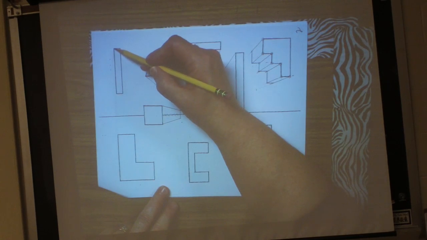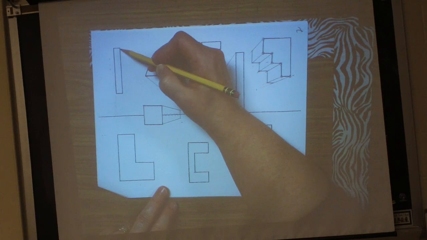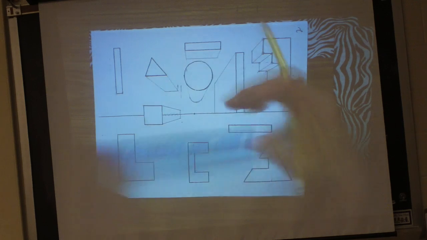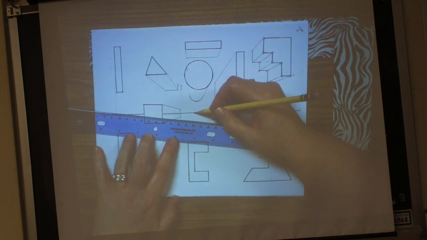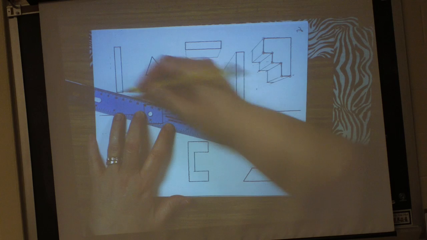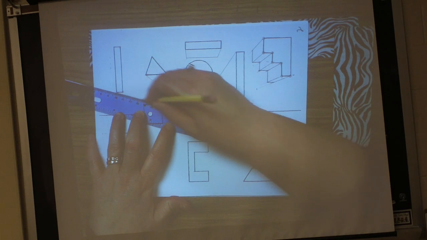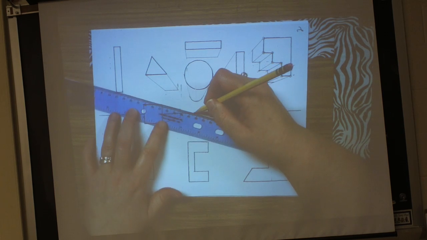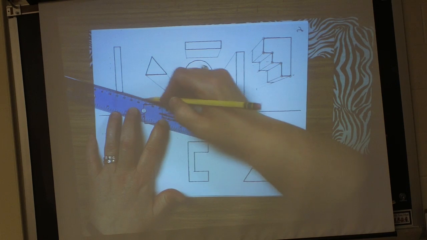This corner will not go because it draws through the shape. But this corner and this one will go. And they have to go exactly to the vanishing point. And I'm only going to go just not even halfway so I don't have to erase so many guidelines.